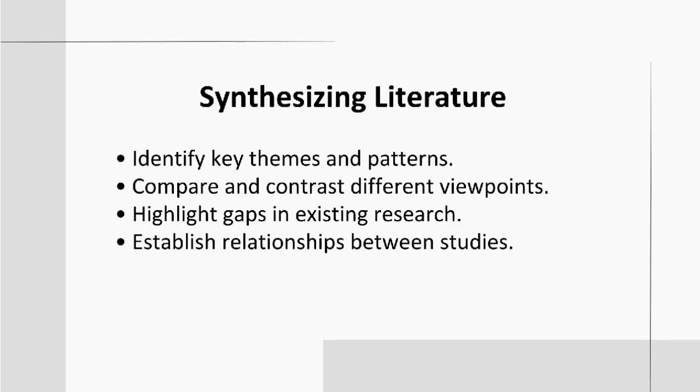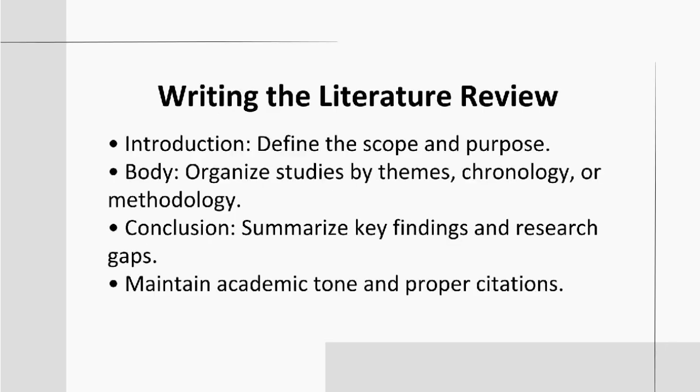Section 8: Synthesizing literature. Synthesizing literature involves identifying key themes and patterns, comparing different viewpoints and identifying conflicts in research, highlighting research gaps, establishing relationships between different studies to build a comprehensive narrative. Section 9. Writing the literature review. A well-structured literature review has three key sections. Introduction. Define the research scope and objectives. Body. Organize findings using thematic, chronological, or methodological structures. Conclusion. Summarize key insights and highlight research gaps.